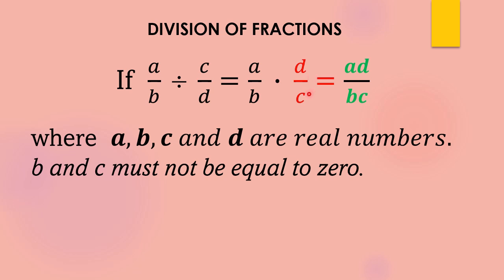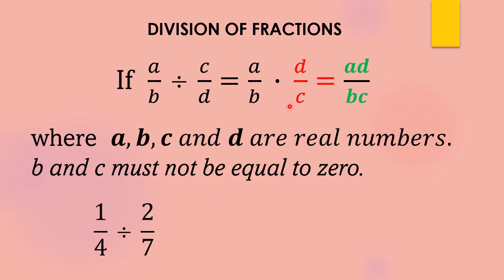And then the next step is you just follow the steps in multiplying two fractions. That is, multiplying numerator to numerator, then denominator to denominator. So, A times D, AD, over B times C, BC. So this is the rule in dividing two fractions, where A, B, C, and D are real numbers. Remember, B and C must not be equal to 0. Otherwise, if they are equal to 0, then our fraction will be undefined.